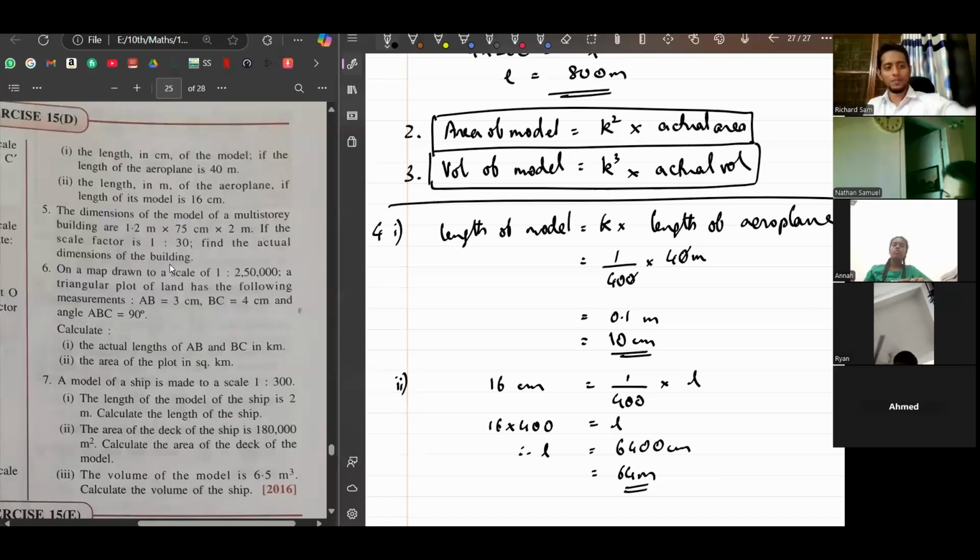So you're converting 1.2 meters into the actual length. Same way, the breadth you're converting to the actual breadth. So 3 times you're using the formula. So which formula? K or K cube? K only, the first formula. Because we're finding length separately, breadth separately, height separately. We're not finding volume here, okay?